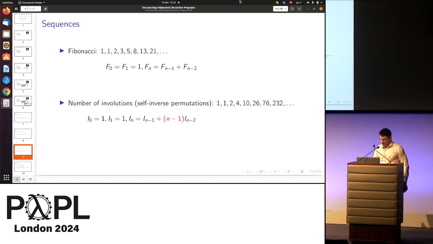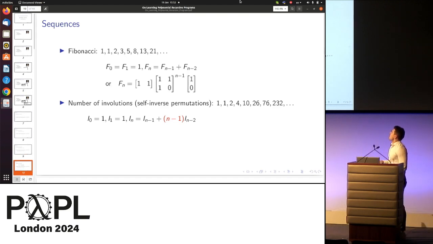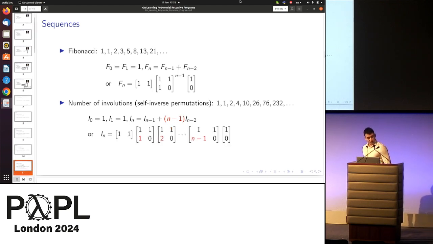Now, if we do some basic algebra, we can express the general term of the Fibonacci sequence in the following shape: a row vector times some matrix multiplication times a column vector. For the involutions, I can do pretty much the same thing, but now instead of having a matrix which is constant, I have a matrix which changes one of the entries. So it goes 1, 2, 3, all the way up to n minus 1. I can view this as a matrix of polynomials, in which I can just plug in numbers.